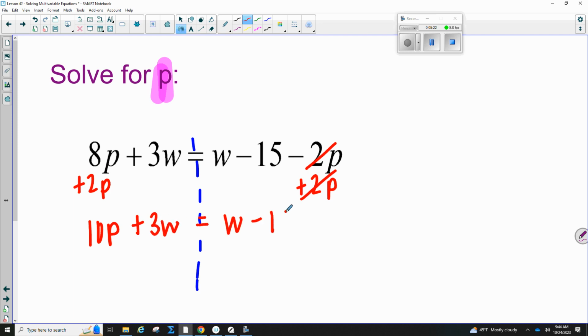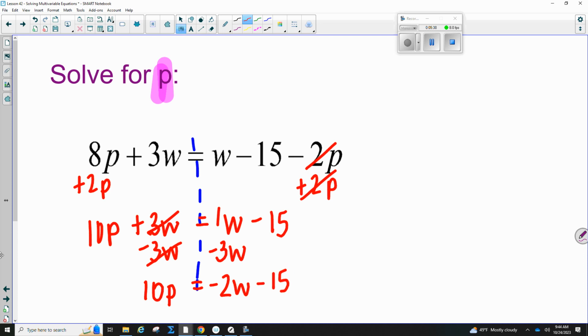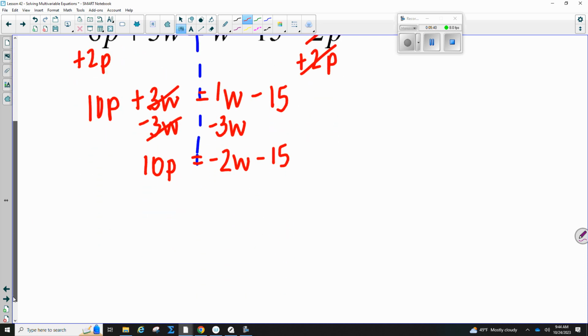All right, I need to get rid of this 3w, so I'm going to subtract 3w. So I have a 10p left over on the left-hand side. This is a 1w minus a 3w. That's a negative 2w. Okay, minus 15. And then I'm going to divide everything by 10.